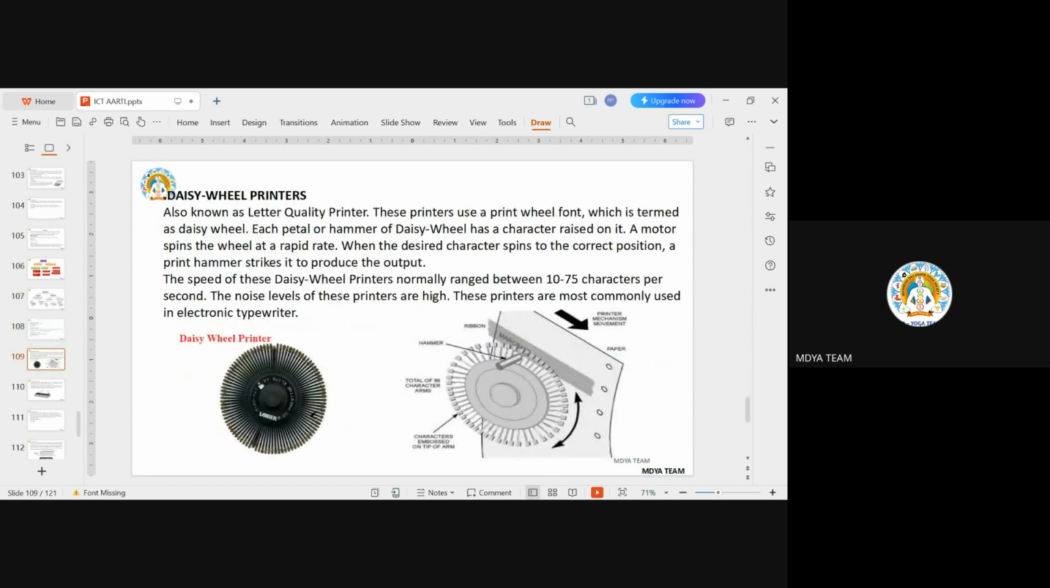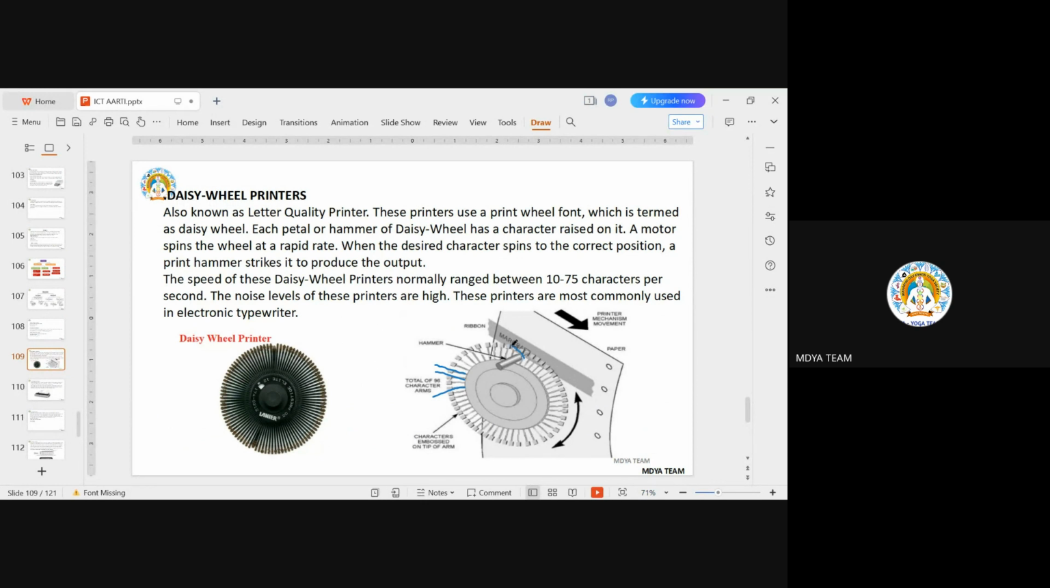Daisy wheel. Daisy wheel printers are also known as letter quality printers. These printers use a print wheel font, which is termed the daisy wheel. As you saw in the diagram, this circle type structure is a daisy wheel. It has petals. You see there are petals on the outside. These are called petals.